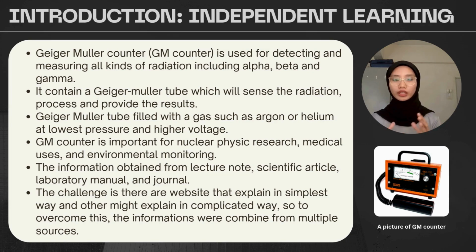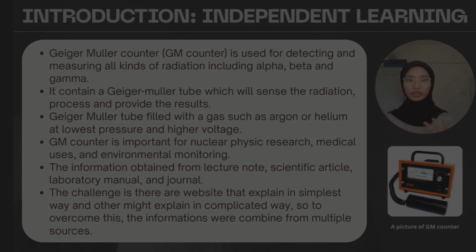The information for the independent learning was obtained from lecture notes, laboratory manuals, scientific articles, and journals. The challenge encountered during this research was that there are websites that explain in the simplest way, meanwhile there are websites that explain in a complicated way, such as in terms of equations. So to overcome this challenge, the information was combined from multiple sources to make it more understandable.